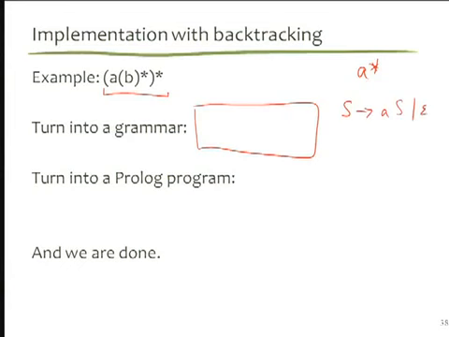Perfect. So this is that, okay? So let's now do (A B star) star. Okay, so what would be the grammar for that? So S goes to what? Let's think about it compositionally. Can we first get a grammar for these strings?